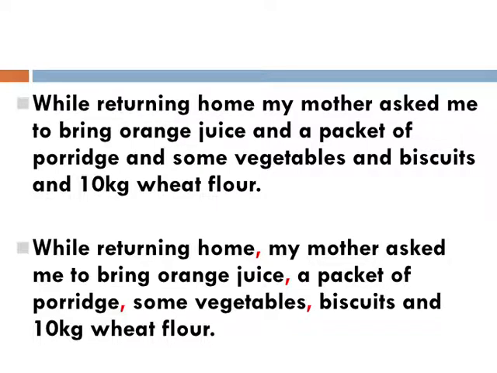See, now there is no "and" in between. There is only one "and", that is in the last, that is biscuits and 10 kg wheat flour. Okay, so the second sentence is proper. There is no repetition of "and", so we avoided repetition in this. So this is the way you can use comma to separate 3 or more words in a sentence.